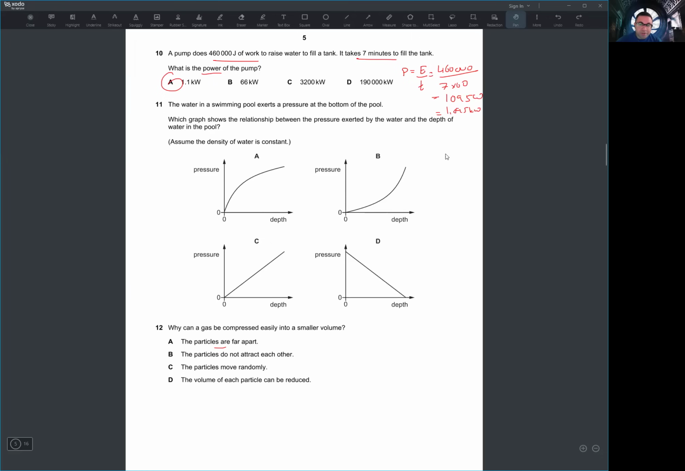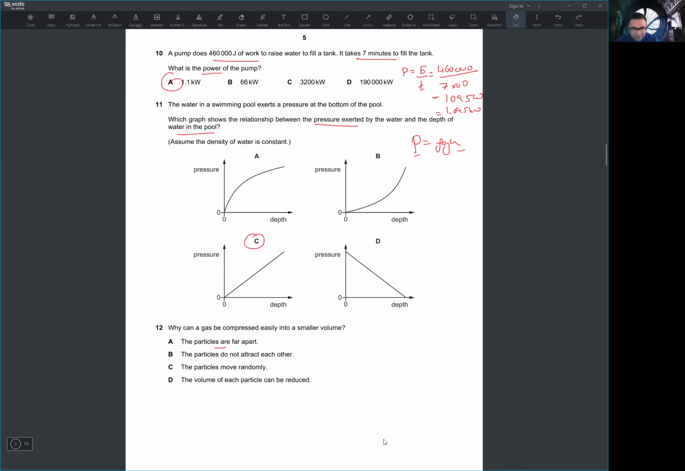Let's continue. The water in a swimming pool exerts pressure at the bottom of the pool. Which graph shows the relationship between the pressure exerted by the water and the depth of the water? So, pressure and depth. Oh, I know the equation. Pressure is rho gh. But I know that pressure and depth are directly proportional. So, it's C, because C is the only one that's directly proportional. It's a straight line.